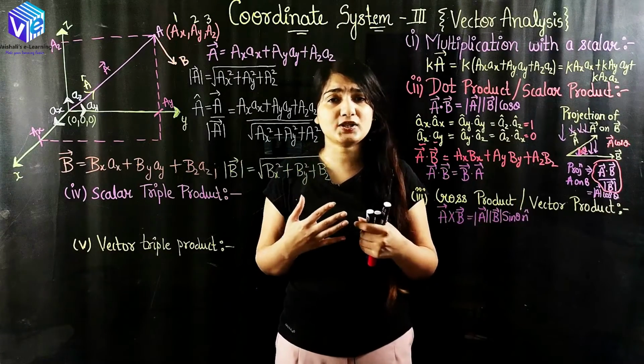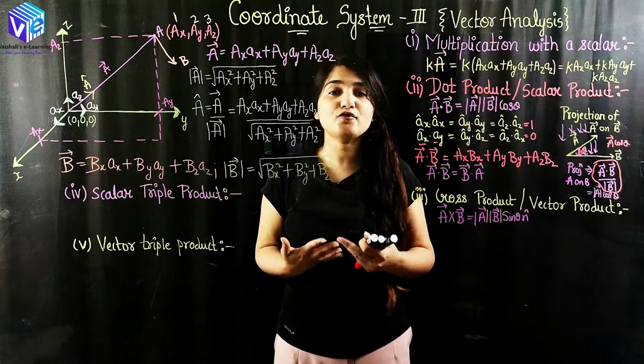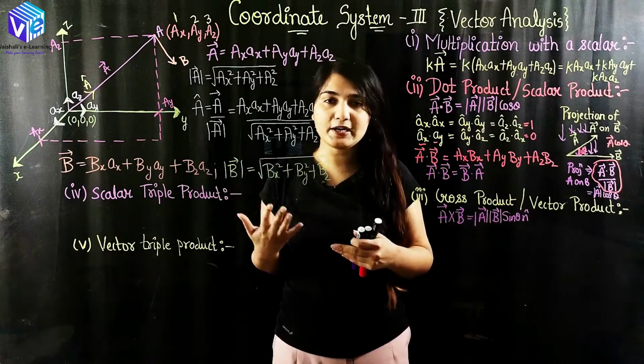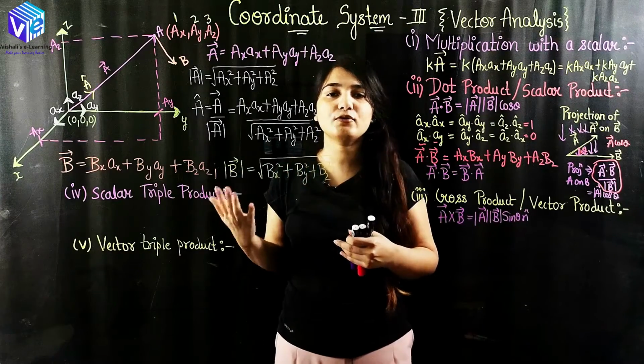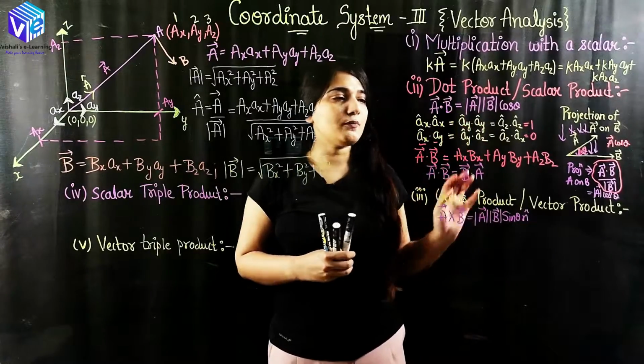Now which is the direction? N cap. If I have two vectors, in which direction do I have to choose n cap? N cap will be the perpendicular direction. I will be telling you how you can find out the n cap as well. So now again coming to the properties.